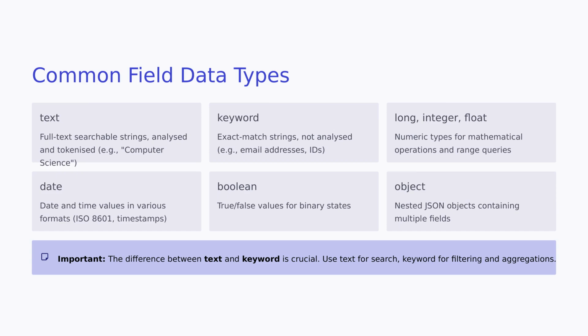Dates are managed with the date type, accommodating various formats. Boolean fields handle binary states like true or false. Objects contain nested JSON data, adding complexity. Remember, use text for search and keyword for filtering and aggregations. Data types are the building blocks of efficient data storage and retrieval.